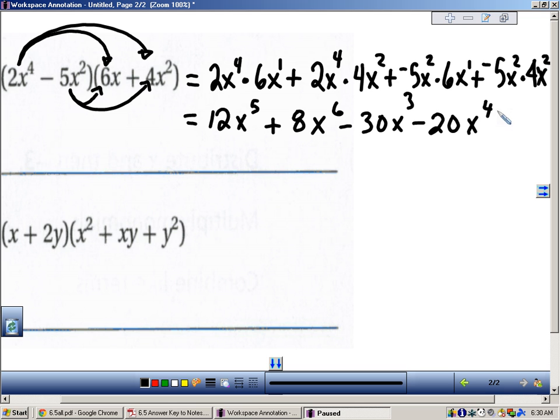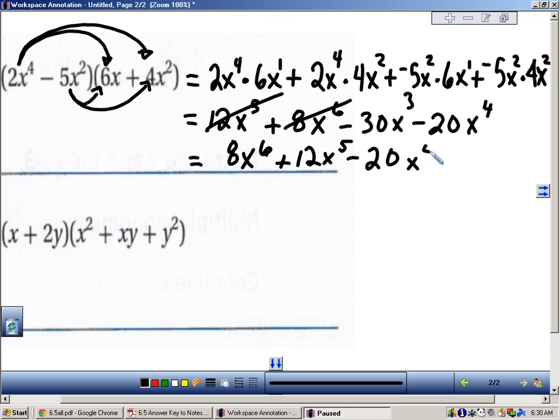So, it looks like for an answer, is there anything that we can combine? 5, 6, 3, 4, nope. Let's write it in standard form. So my largest power is 6, so this would be 8x to the 6th power, plus 12x to the 5th power, minus 20x to the 4th, minus 30x to the 3rd.